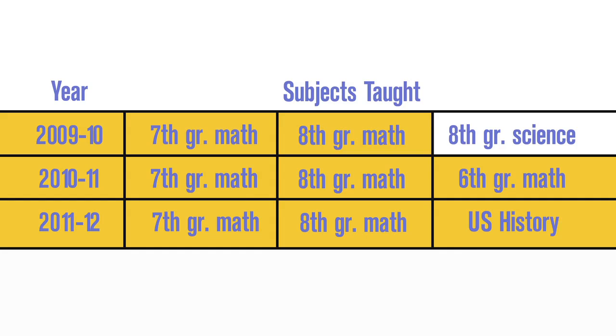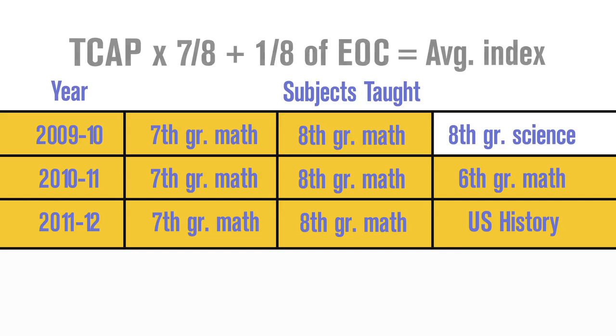TCAP and EOC estimates will be calculated separately and then combined. Each of the value-added measures highlighted in the table will count equally in calculating the evaluation composite. Therefore, to find the average composite index, the TCAP composite will be multiplied by 7/8 and added to 1/8 of the EOC composite to find the average index. Mrs. Hamilton's TVAAS data from 8th grade science in the 2009-10 school year will not be included as part of her composite score since she's not teaching that subject in the current year.